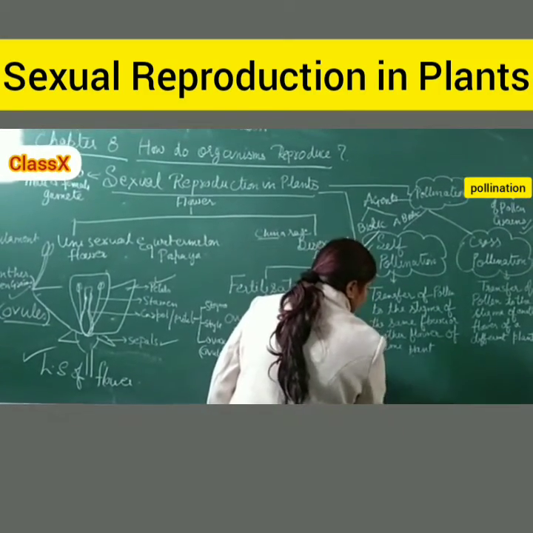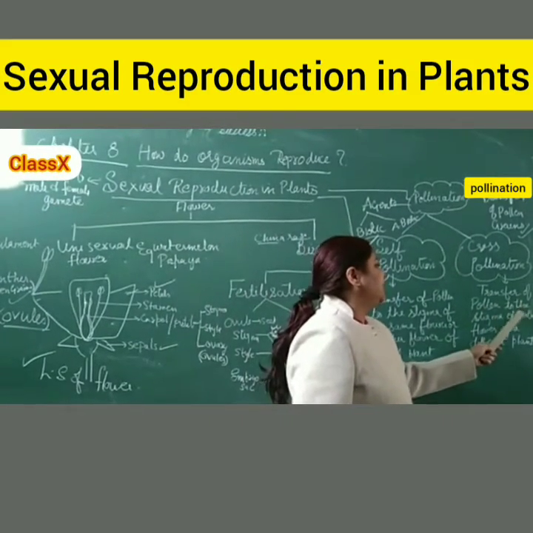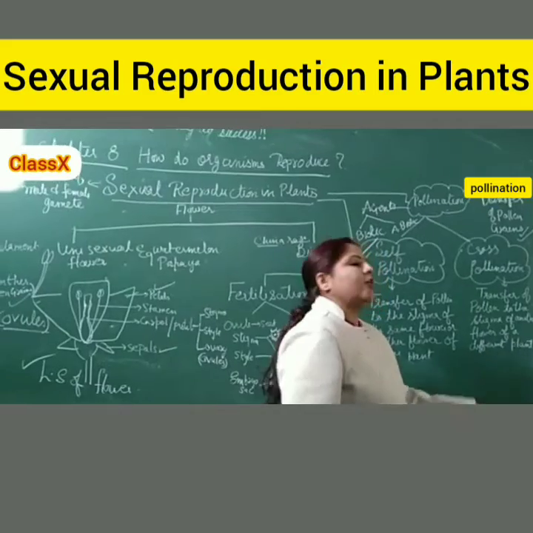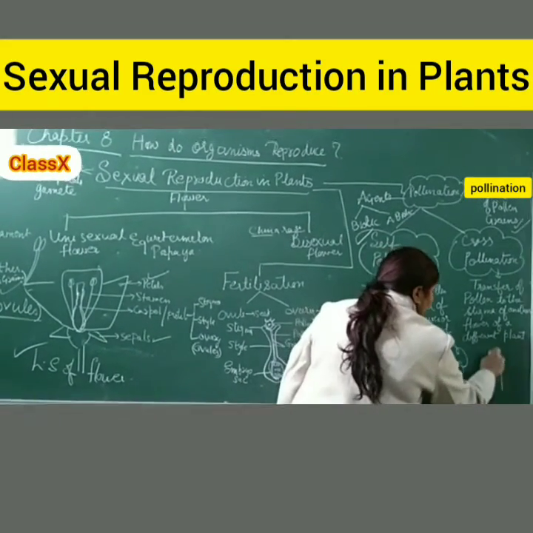Now in cross-pollination what happens? The transfer of pollen grains to the stigma of another flower of a different plant. That means one flower is here and another flower is here.